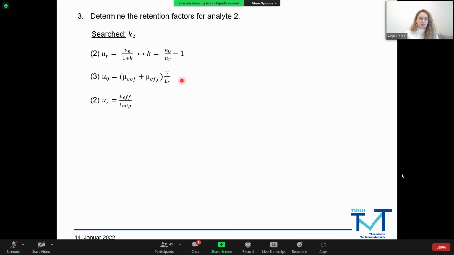So in case this U0 for our analyte 2, we can calculate from equation 3, and also UR we can calculate from equation 2. Try to rearrange these 3 equations to obtain this K value for analyte 2, and I give you a few minutes and then we try to go for it together.